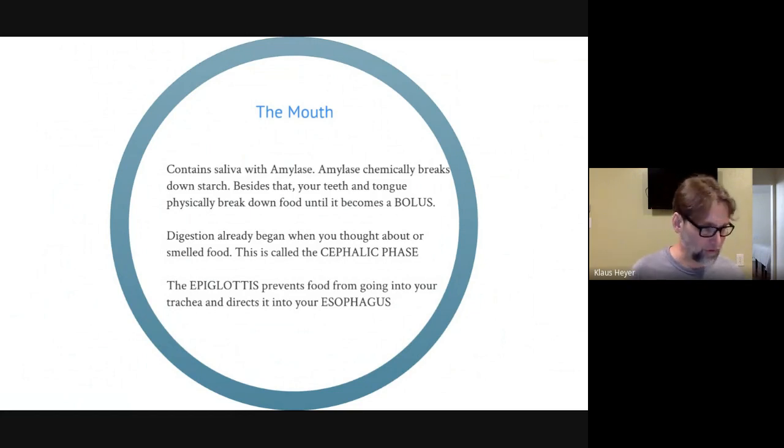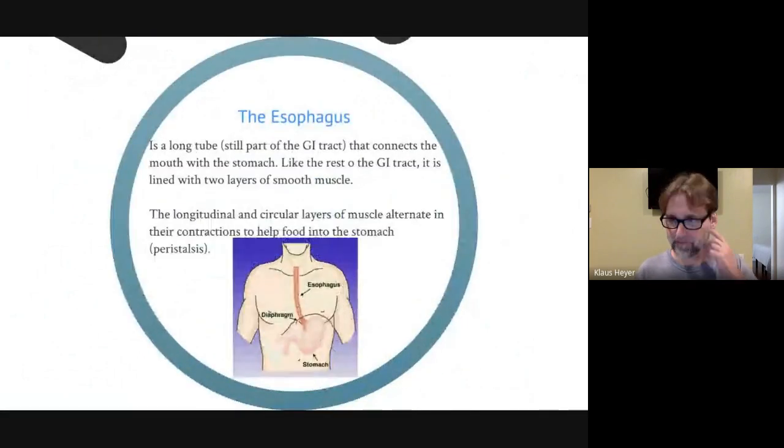So in the case of starch, starch needs to be broken down into eventually glucose so that it can go into your blood. So liquid starch is too big to be absorbed. And that's what these enzymes are doing. So amylase is an enzyme that's in your saliva. It's in another place in your body as well. We'll get to that. But it's breaking up the food chemically.